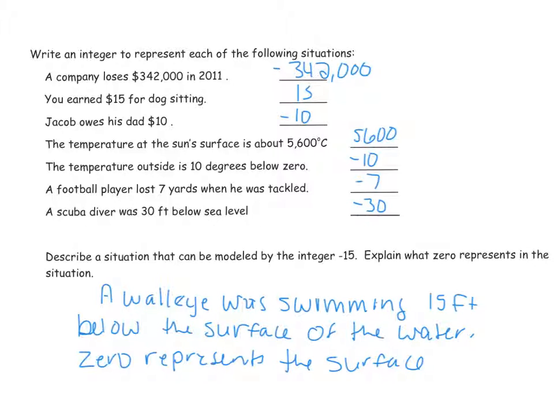The next, I'm hoping that your story is not like mine, because why would you be thinking of walleye? But describe a situation that could be modeled by the integer negative 15. So I said a walleye was swimming 15 feet below the surface of the water, where 0 represented the surface. So that's my story. What story did you come up with?